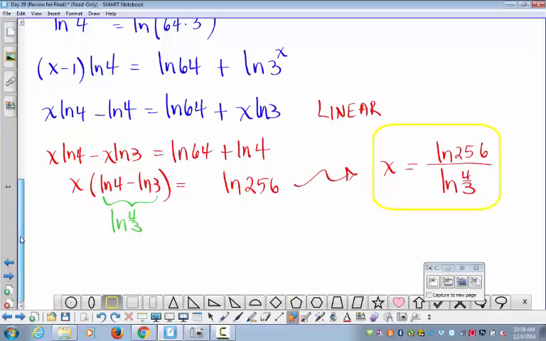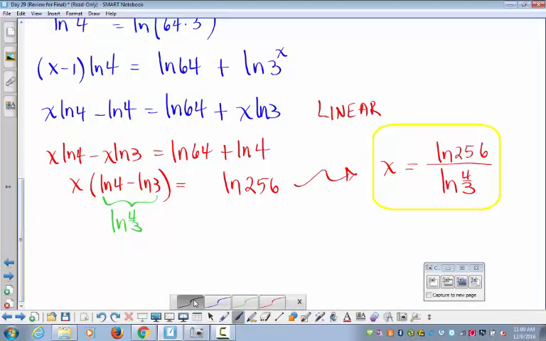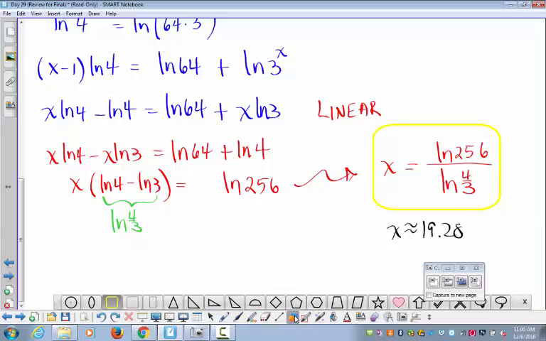your calculator to get the right approximation. So if you were asked to approximate to, say, 2 decimal places, we would have to be able to type this in and get, to 2 decimal places, x will be approximately equal to 19.28. So that one is an approximation. The other one is exact.